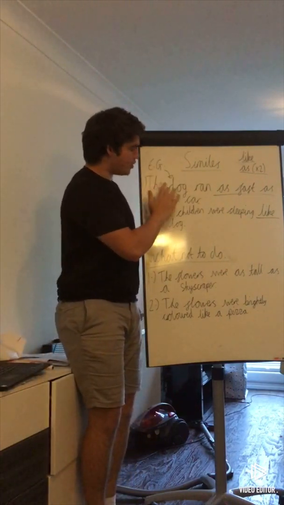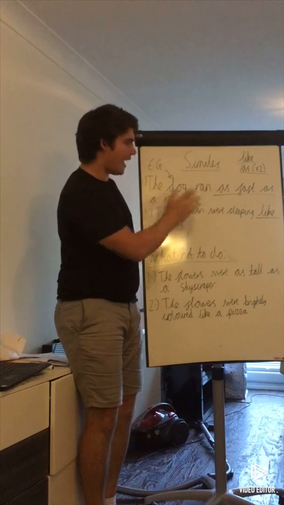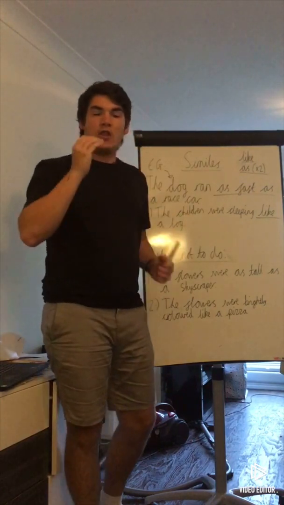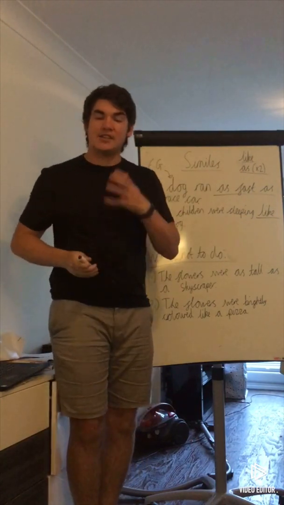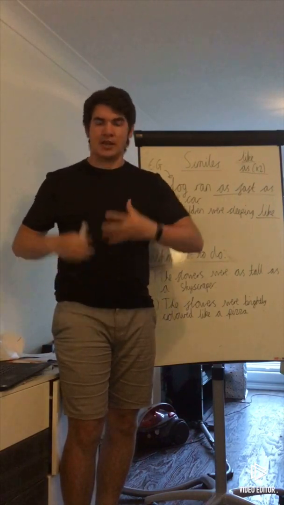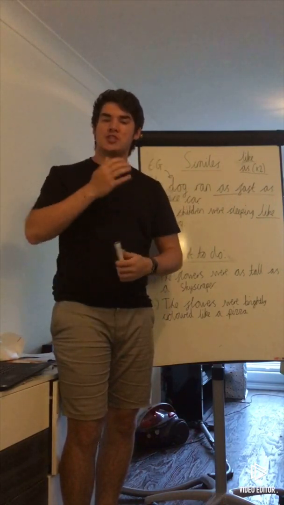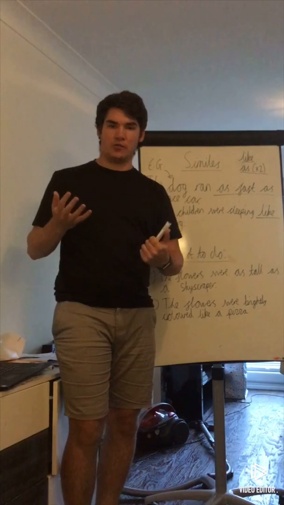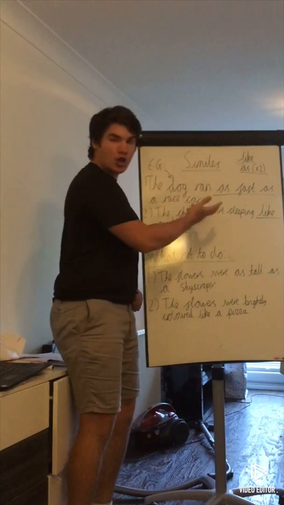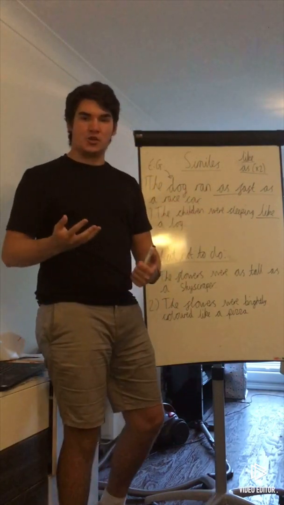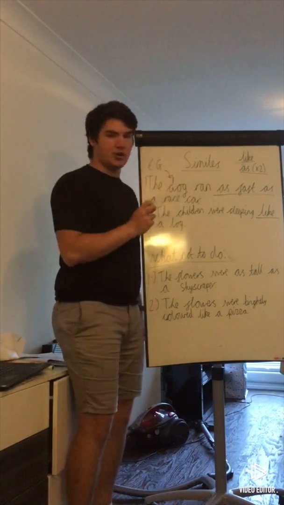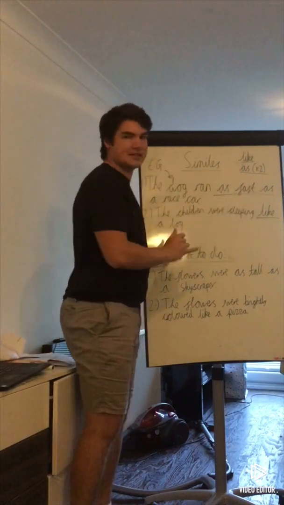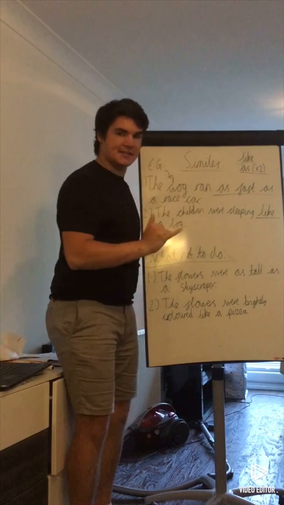So we've got the dog ran as fast as a race car. Now the message we're trying to get across here is that the dog is really fast. It's really quick. So we want to compare it to something that's also fast. So I've chosen here a race car. A race car is quick, so I can compare it to the dog. And I'm using as fast as, and you can see I've got 2 as's there.